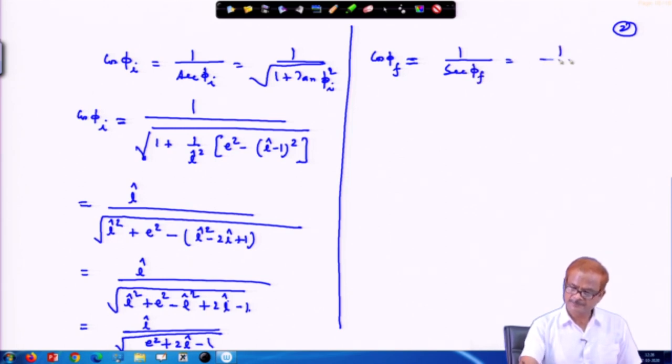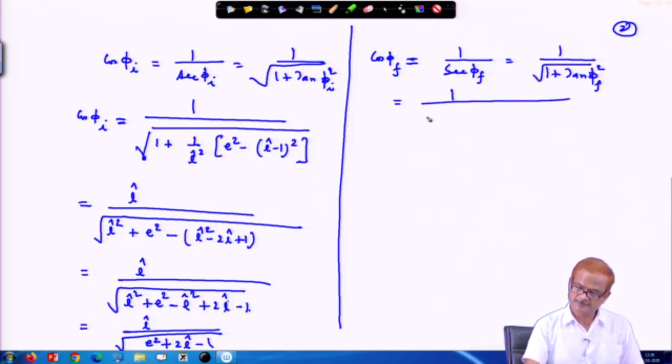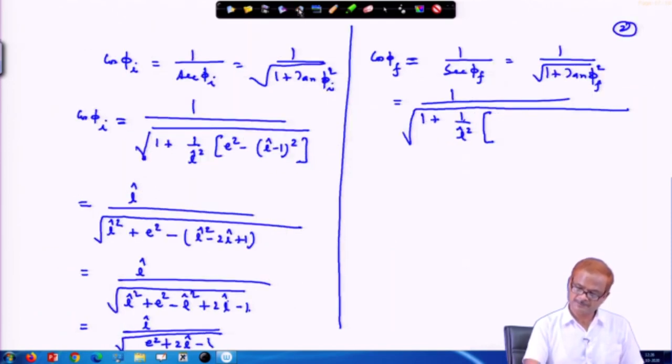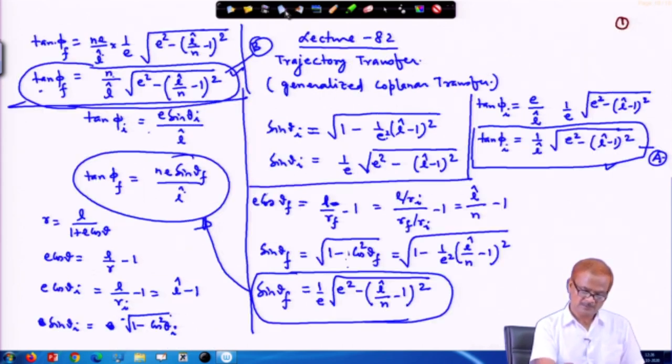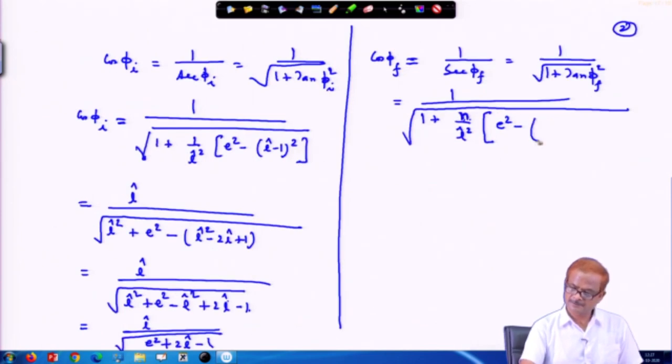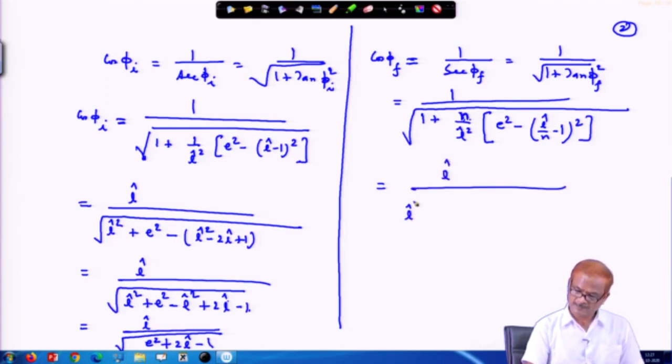Similarly, cos phi f can be obtained. Sec phi f equals 1 by 1 plus tan phi f square, under root, and then inserting the corresponding values from the previous equation: L cap square times n by L cap, here we have to put n also, n by L cap square, times E square, then E square minus L by L cap divided by n minus 1 whole square. This also goes as n square.